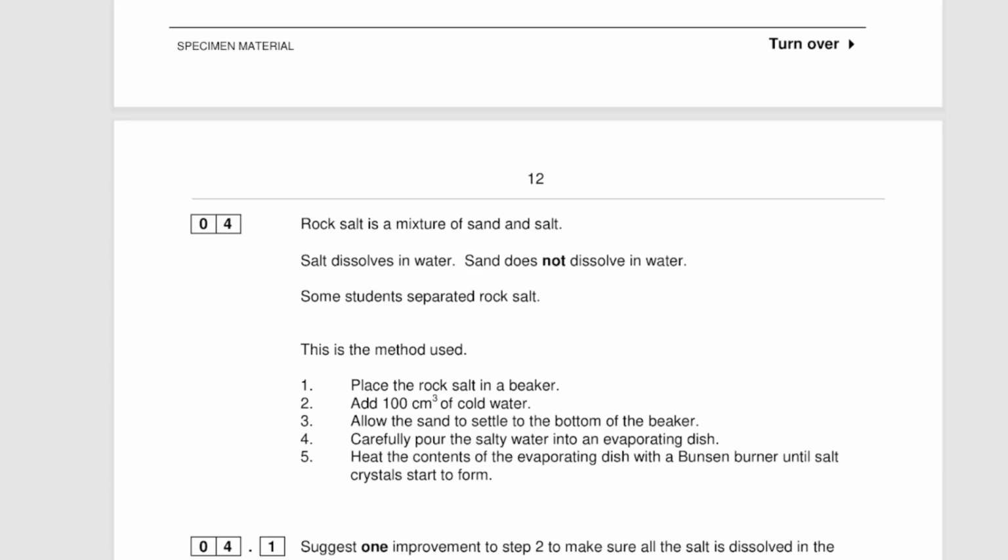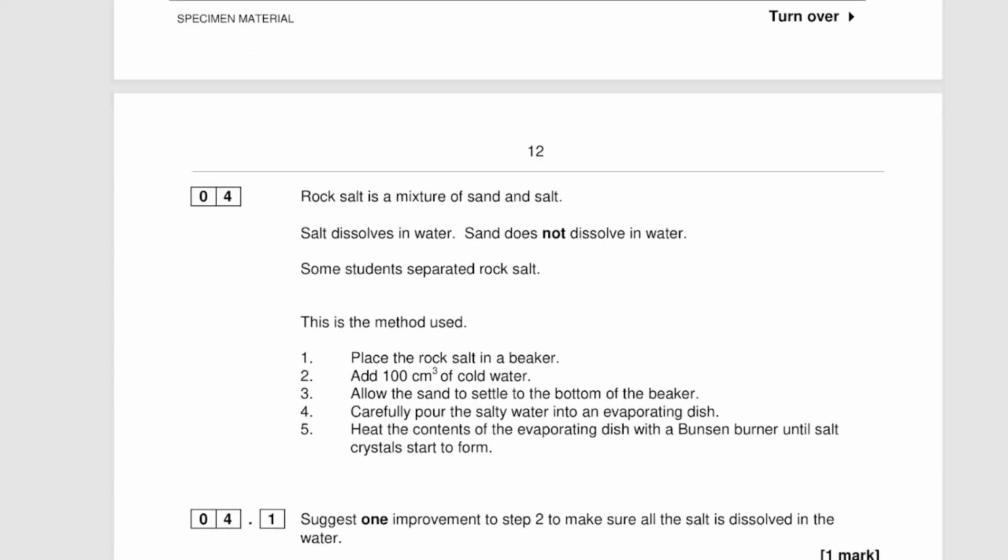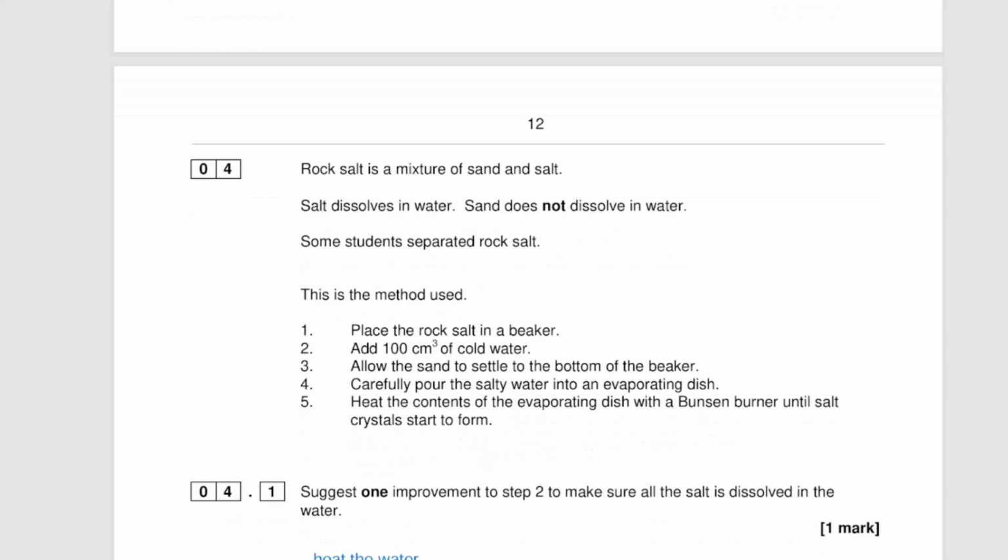salt dissolves better in hot water. So like, have you ever tried to dissolve instant coffee in cold water? It doesn't dissolve that well. However, if you try to dissolve instant coffee in hot water, it works really well. The same applies to all processes of dissolving. So to make sure that all the salt is dissolved, just heat the water.